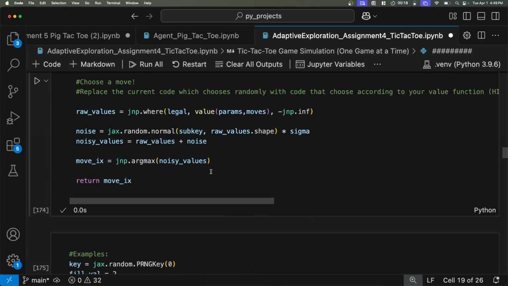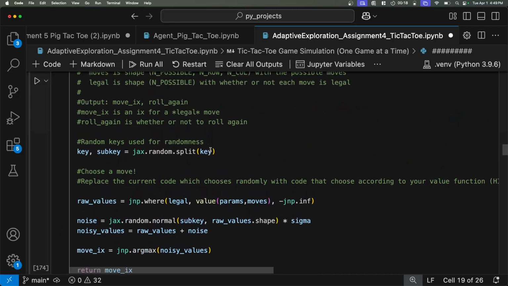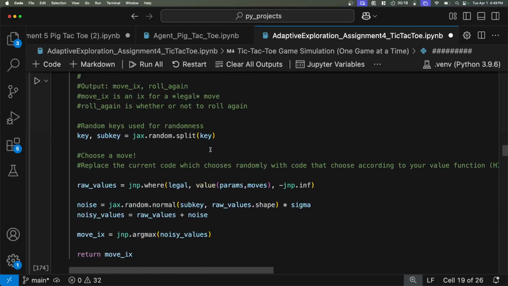What is the AI doing? Yeah, here it is. So this is my function, my AI. It takes the raw values, the value parameters and moves, and calculates the value for every possible move. It's already been jax.vmapped, so you give it all the moves and it calculates all the values at once. Then this line with the jnp.where sets the value of any illegal move to -infinity.